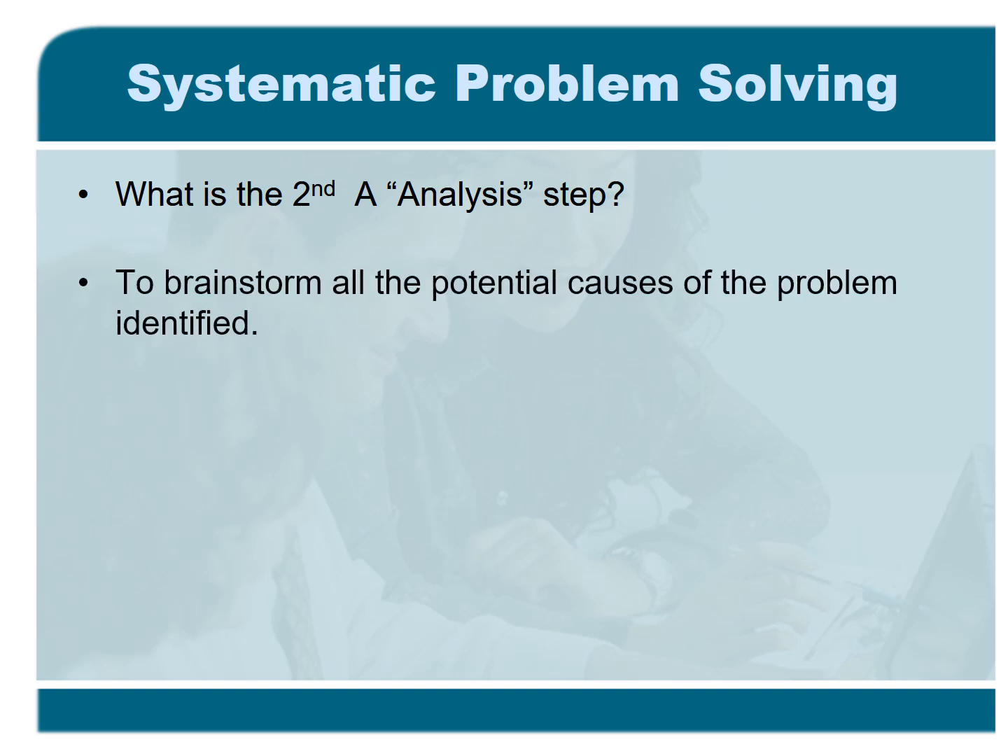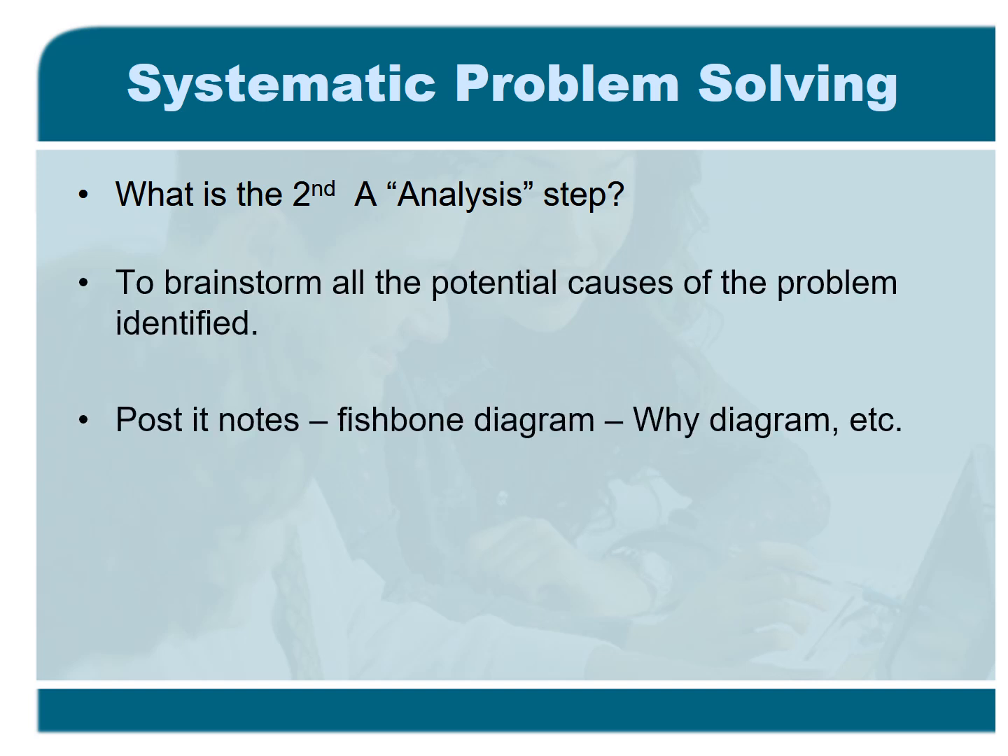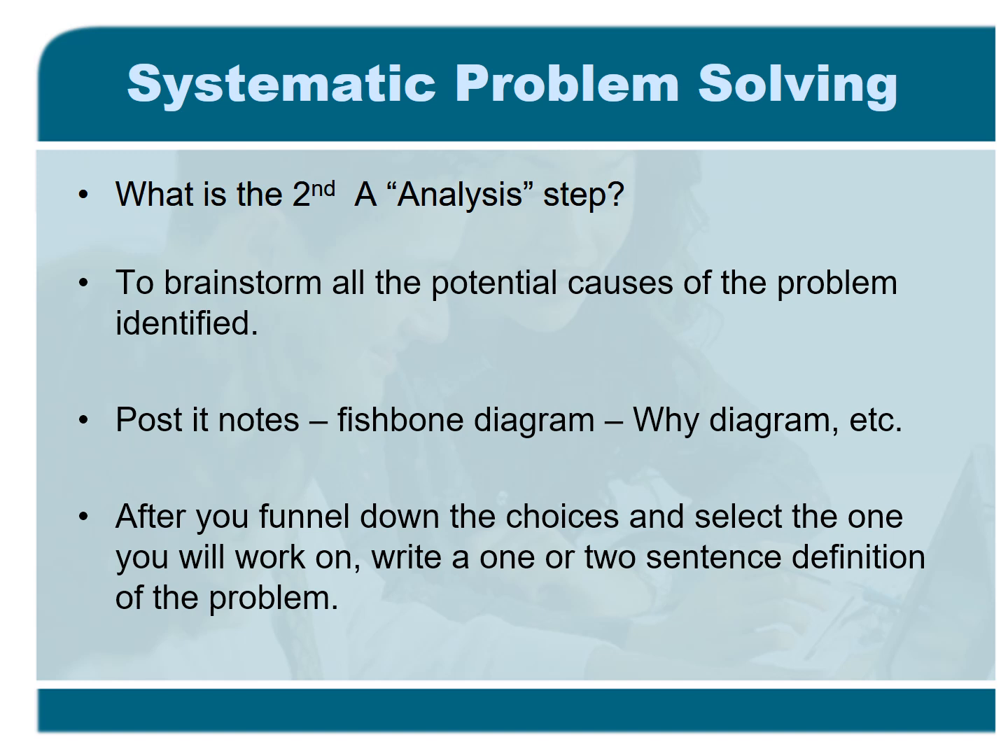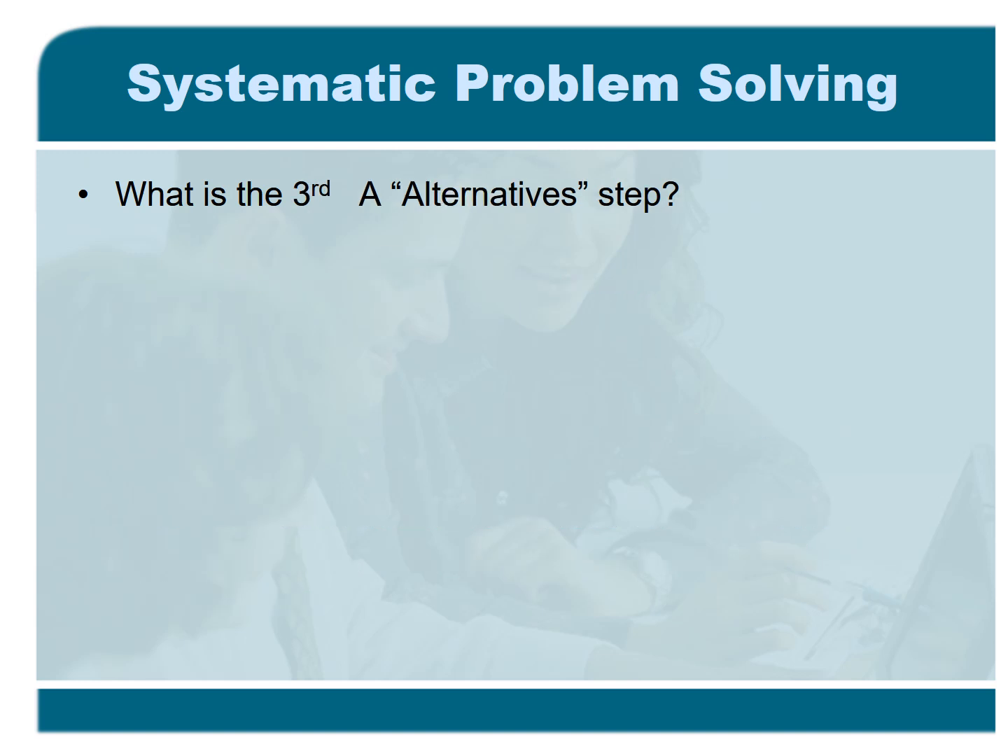The second step is to brainstorm all the potential causes of the problem identified. Post-it notes, fishbone diagram, the 5 whys, whatever. Maybe a combination of all. After you funnel down the choices and select the one you will work on, you now write a 1 or 2 sentence definition of the problem.